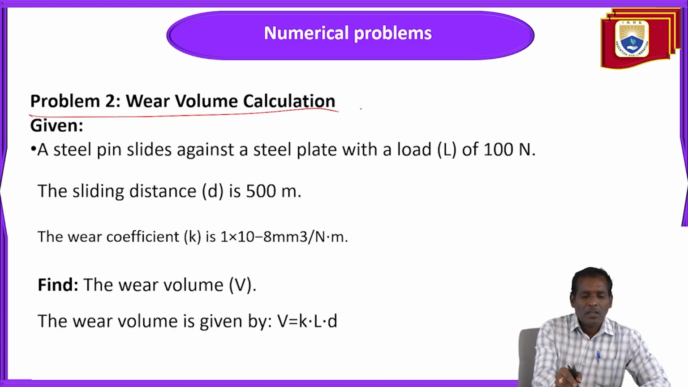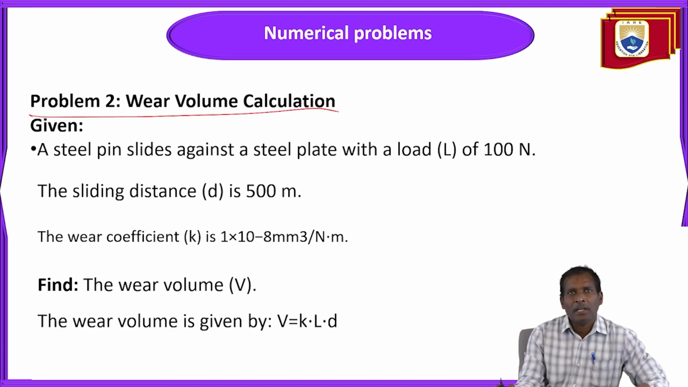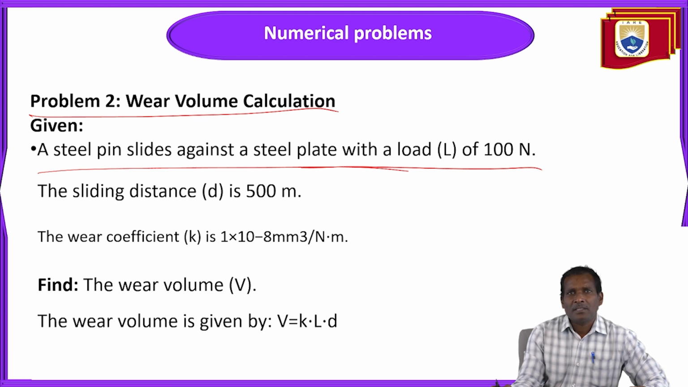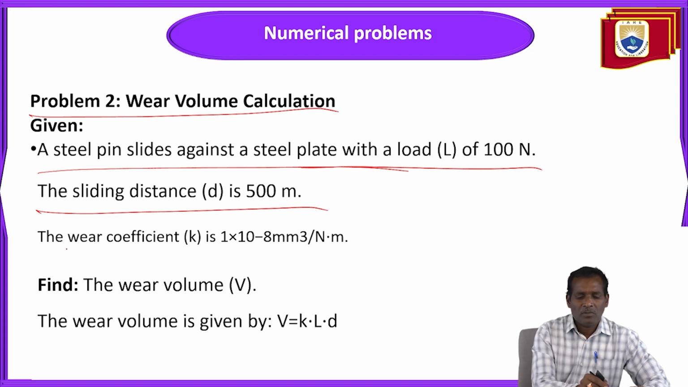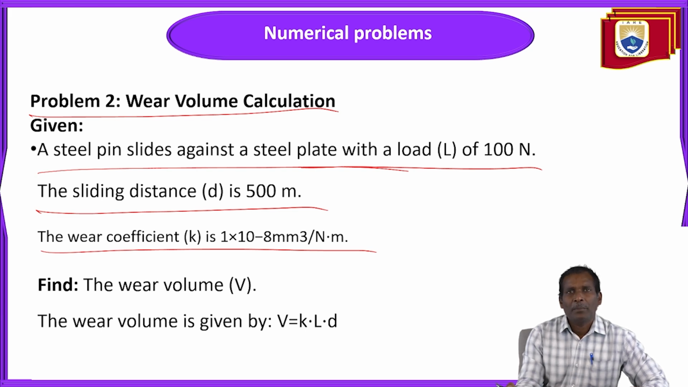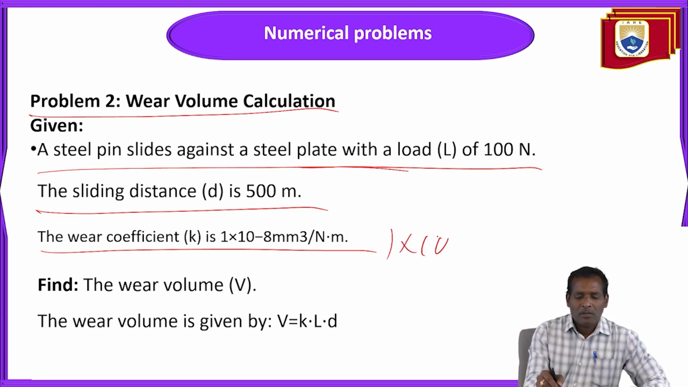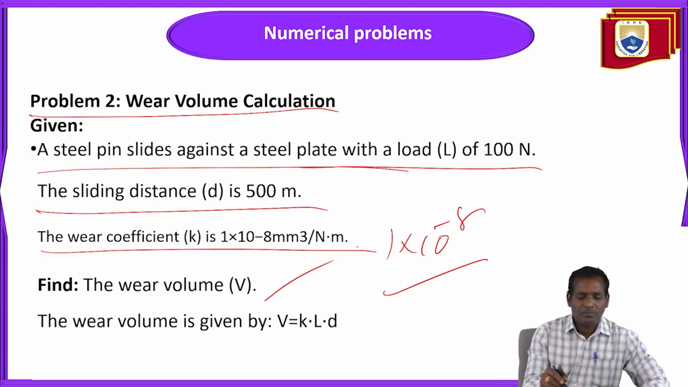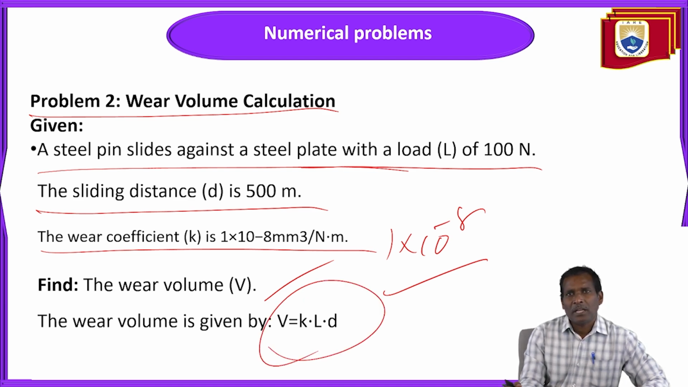Next, problem 2, the wear volume calculation. How do you calculate the wear volume? A steel pin slides against a steel plate with a load of 100 newtons. The sliding distance is 500 meters. The wear coefficient is 1 into 10 to the power of minus 8 mm3 per newton meter. He has asked to find the wear volume. The wear volume is given by V is equal to K into L into D.